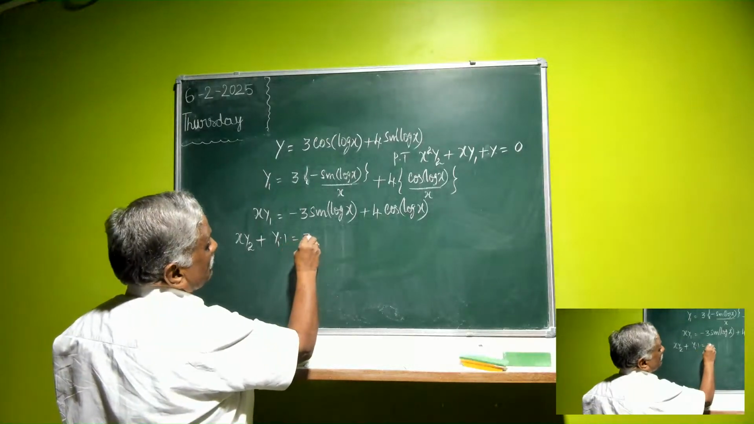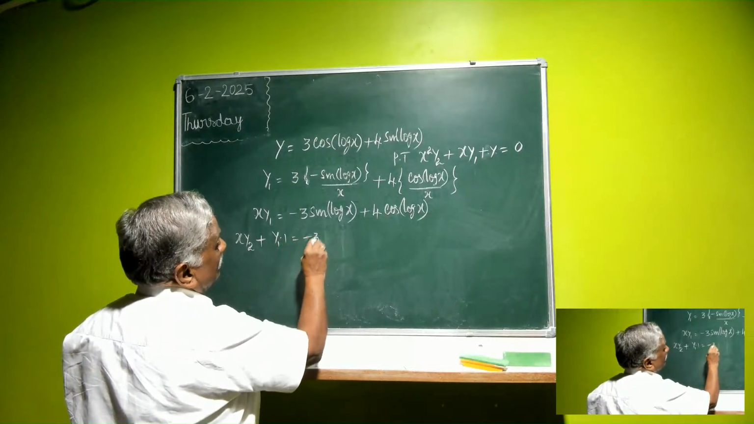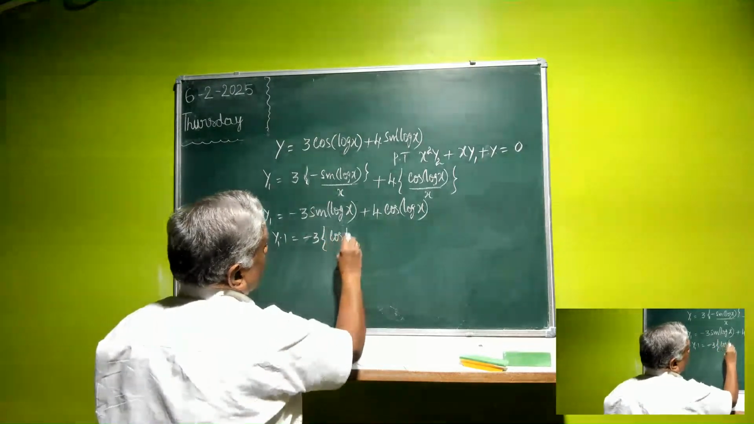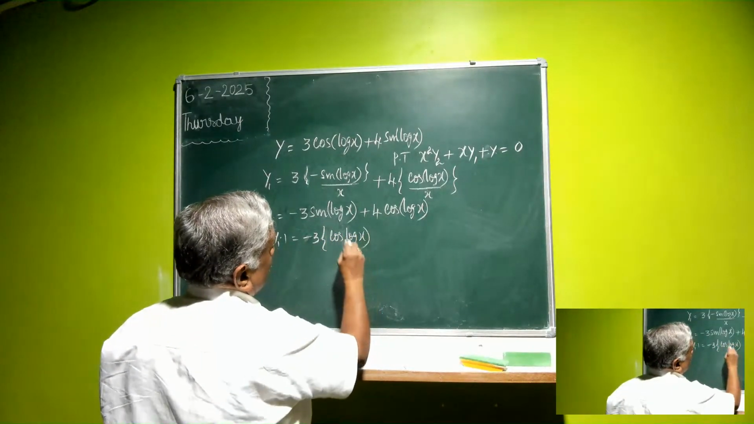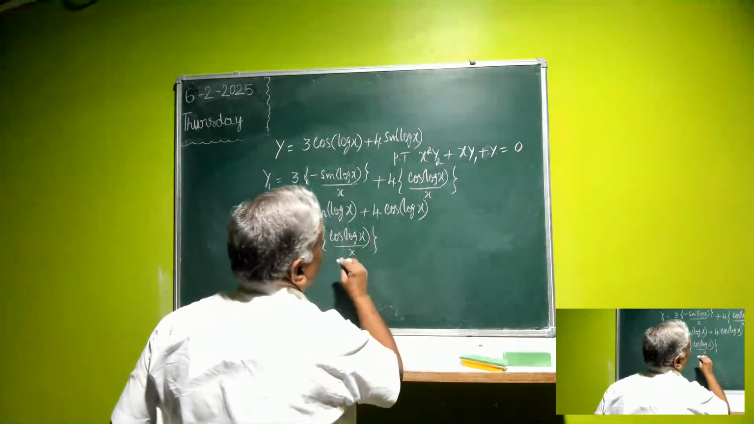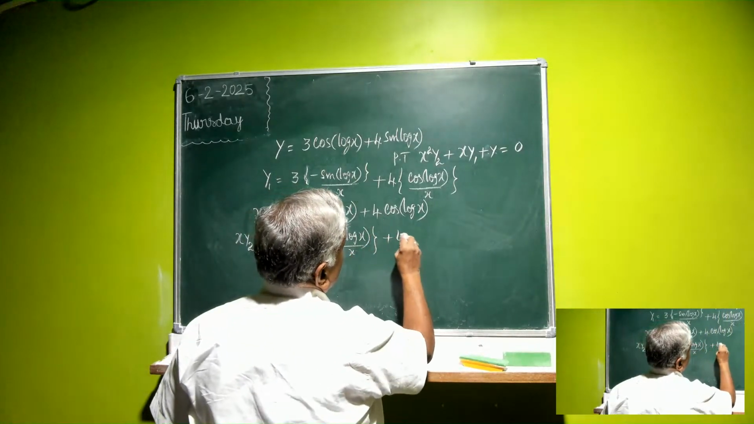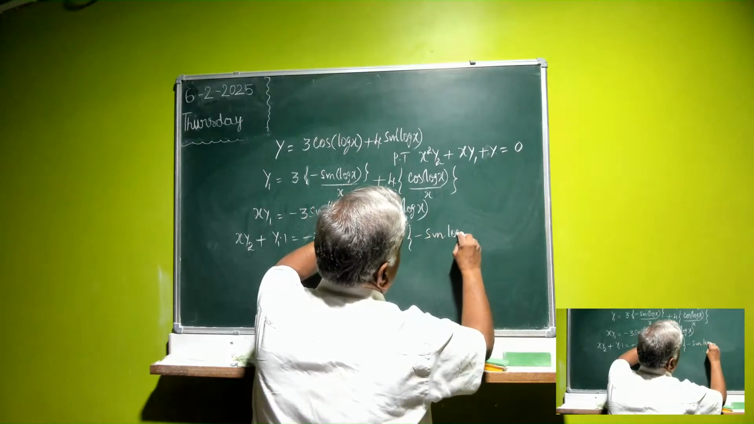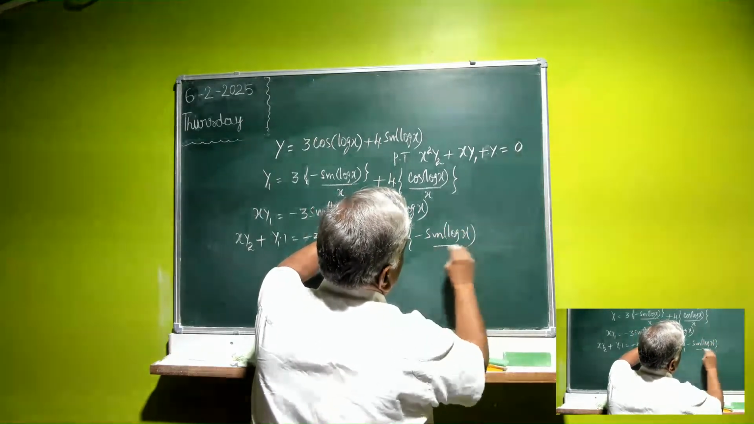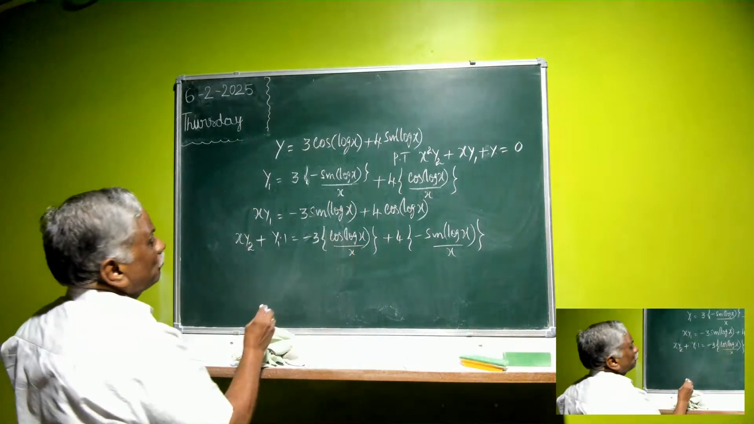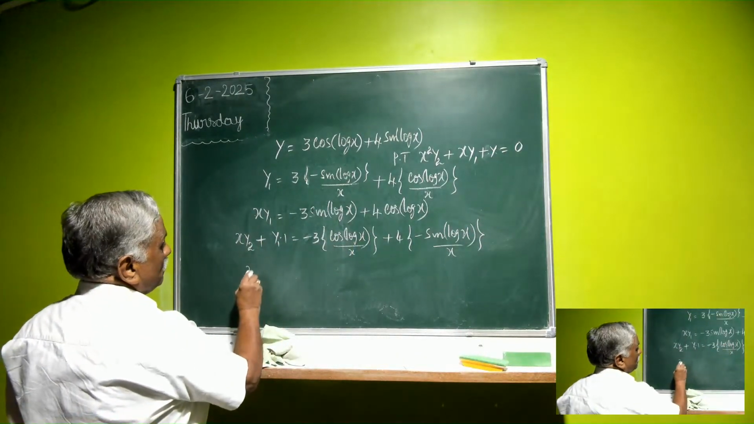Minus 3 is a constant, keep it outside. Differentiate sin first, you get cos log x. Derivative of sin is cos and log x gives 1 by x. Same procedure. Keep 4 outside. Cos is minus sin. Log x divided by x. Now again multiply it by x. x square y2.